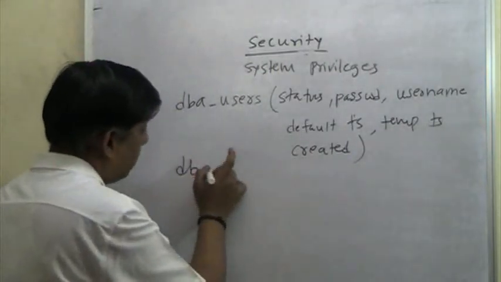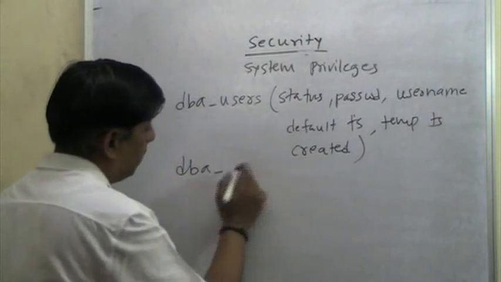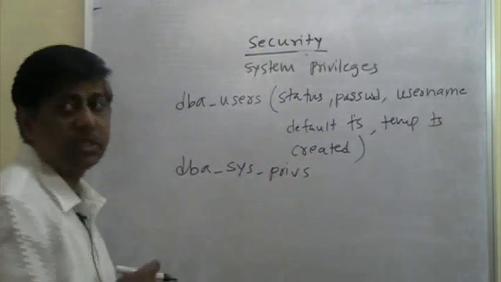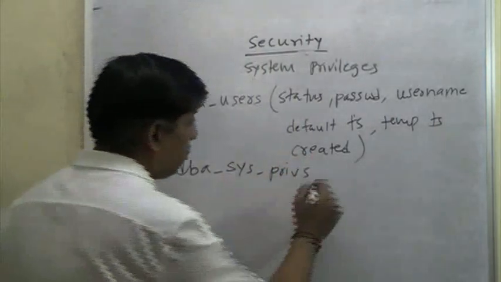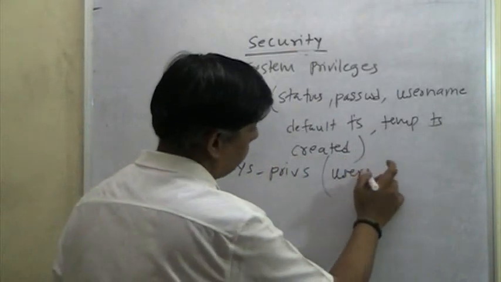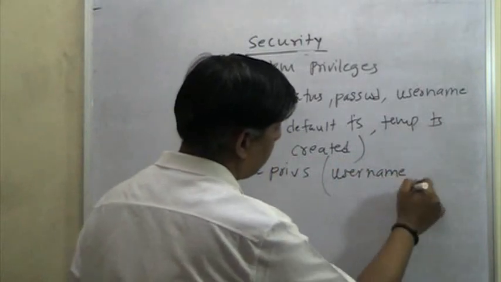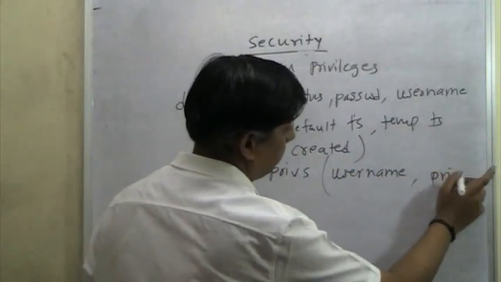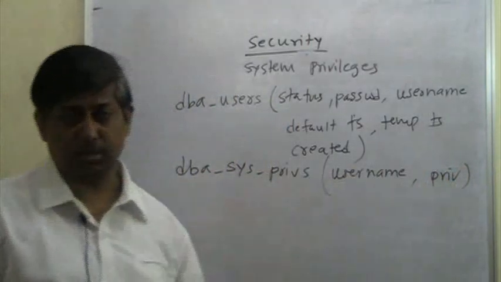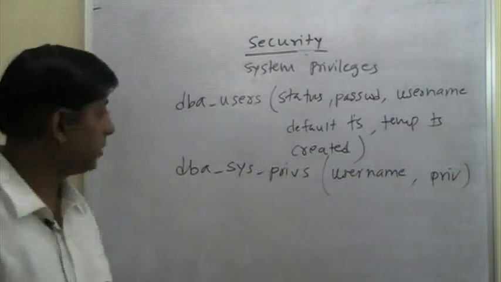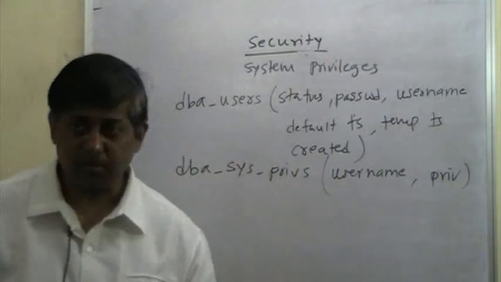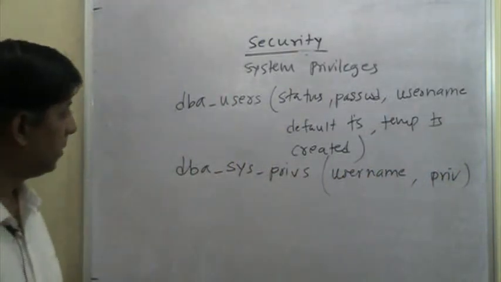Then DBA_SYS_PRIVS, system privileges. This will contain two important columns. One is the username, actually it is called the grantee, I think. And the other is the privilege. So which system level privilege has been granted to which user can be found out from here.